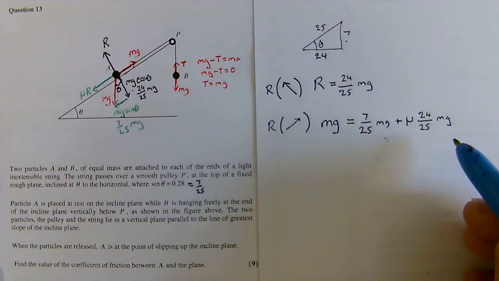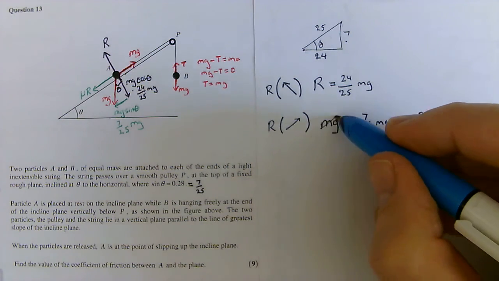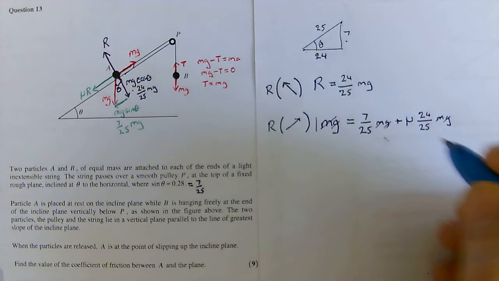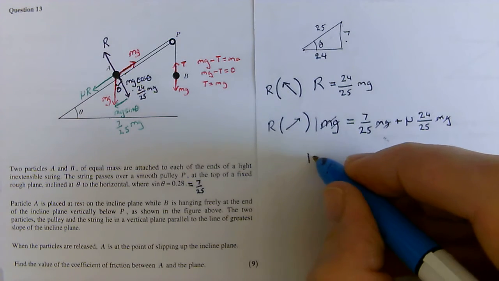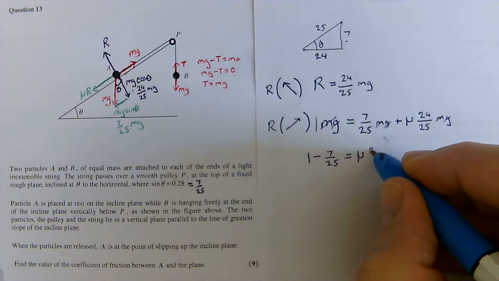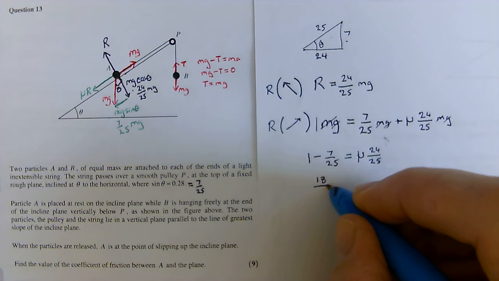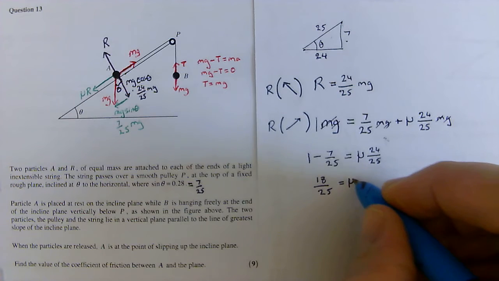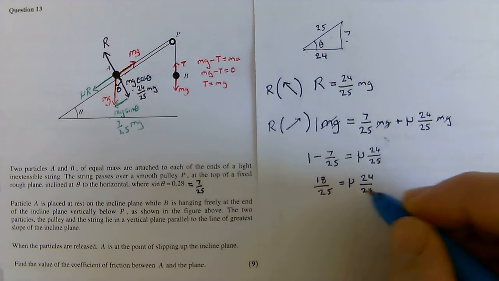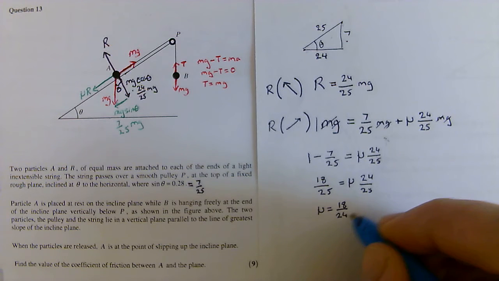Now, this is going to all cancel out. I can cancel mg out from all terms. So that will leave me with 1, and it leaves me with 1 take away 7 over 25 equals mu times 24 over 25. Well, this is 18 over 25 equals mu times 24 over 25. Multiply both sides by 25, bring the 24 down, and it gives you mu equals 18 over 24, which is 3/4.